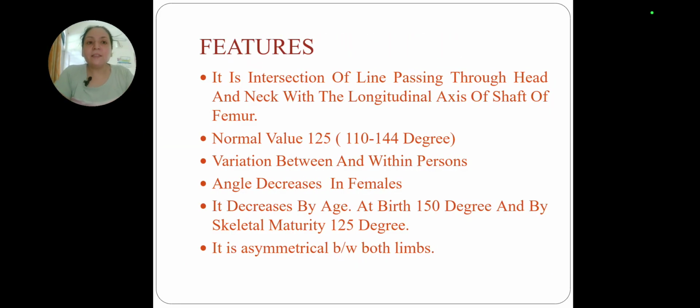Now we understand this, that the angle of inclination is the line which is passing through the head and the neck with the longitudinal axis of the shaft of the femur, with a normal angle of 125 varying between 110 to 140 degrees, and the angle changes from the right to the left hip. The angle decreases in females and it decreases with age also, from 150 at the time of birth to 125 at skeletal maturity, and there can be asymmetry between both legs as I told you.